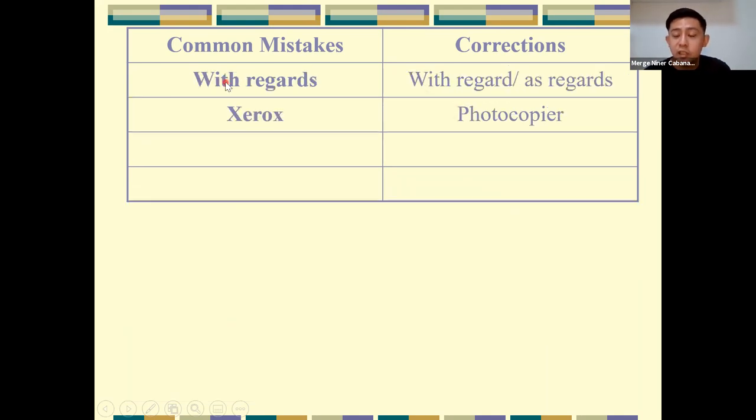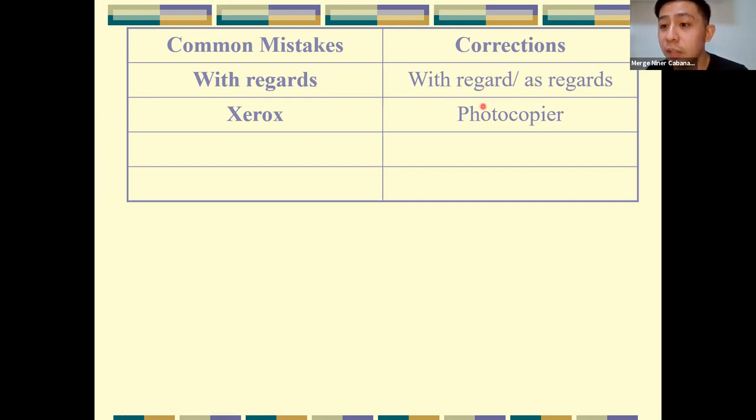With regards, especially, listen carefully. You're going to write a letter, so you will be using this phrase. But the problem with regards is this. This is improper. Why? Well, if with is the word that you're going to use, then regard must not contain an S. Sir, what if I want it to contain an S? Then use as. So it's so simple to understand.